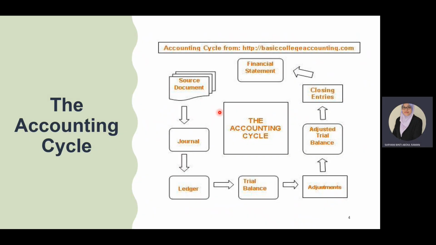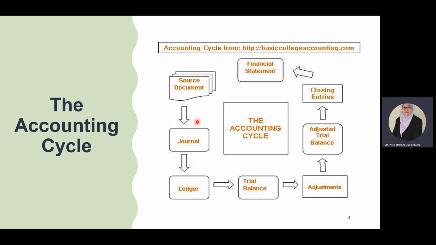Recall in chapter 1, we have learned the accounting cycle. So this is the process involved in the accounting cycle. As you can see, the recording system consists of the whole accounting cycle, starting from the identification of source documents and the recording of transactions contained in the source documents to the rest of the process.